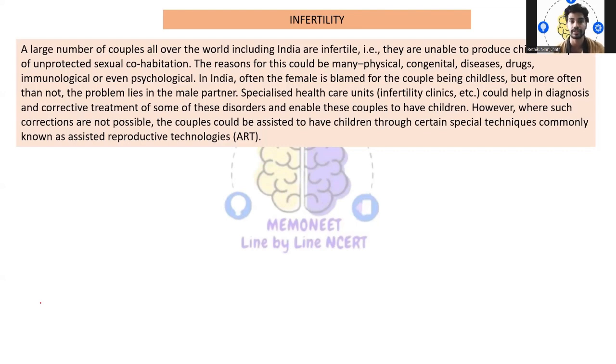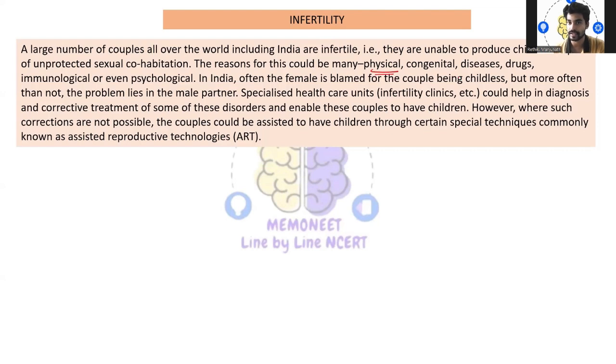Like in many couples all over the world, including in India, you will see infertility. There are cases where couples are unable to have their own children. So, what might be the reason for this infertility? What is the major reason?